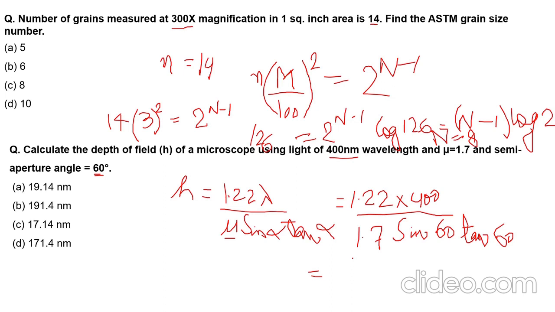So have you calculated? Ma'am, I have got answer as B, 191.4. Okay. So the right answer is B. So that is your depth of field. You have to see that the depth of field depends on your refractive index, depends on this semi-aperture angle, and it also depends on the wavelength that you will be using.